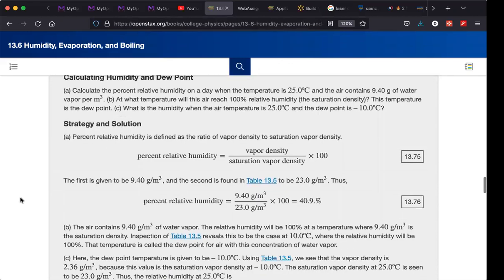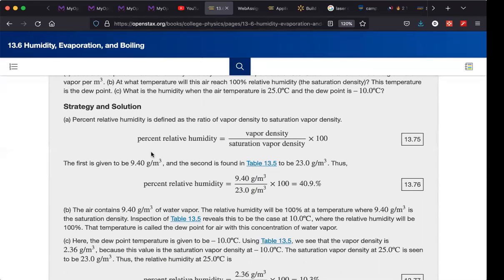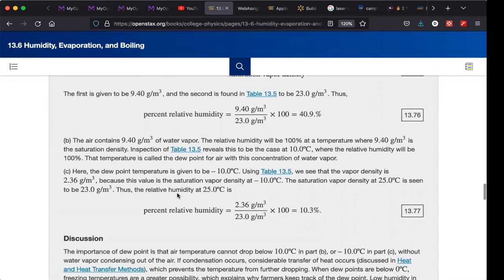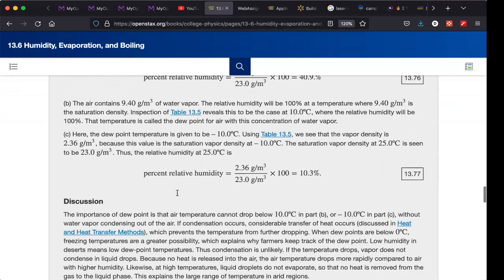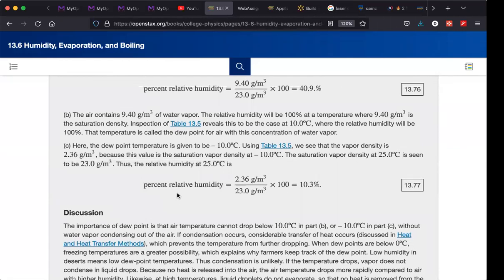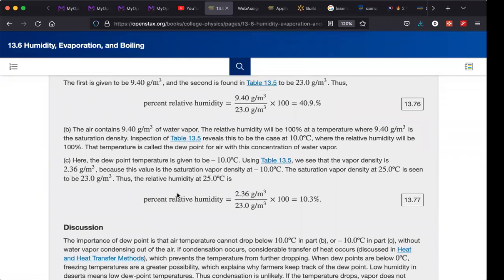Calculating humidity and dew point. So the percent relative humidity is the vapor density, which you get from the ideal gas law, divided by the saturation vapor density, which you look up in the table, times 100. And that gives you the percent relative humidity, which is what I said before. Then the dew point is where the relative humidity hits 100%.